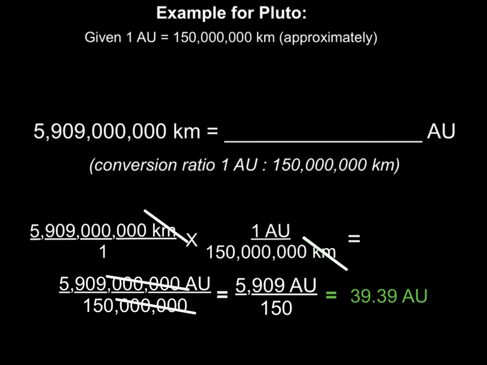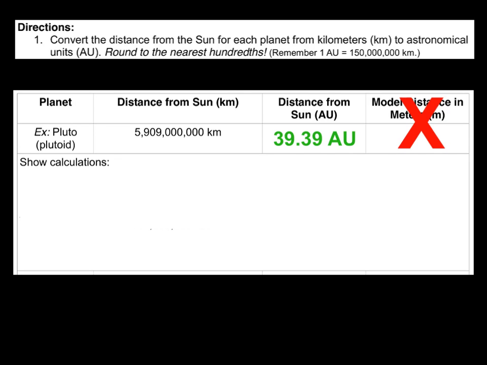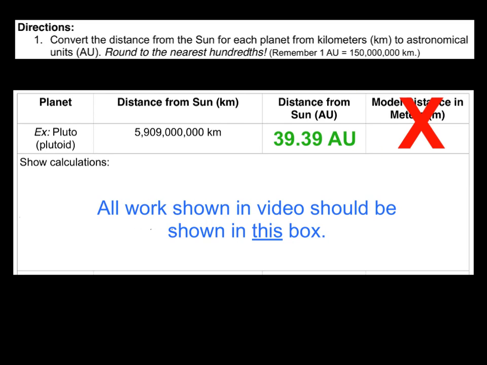So now that I've divided, my final answer, rounded to the hundredths place, is 39 and 39 hundredths astronomical units. Now be sure to write 39 and 39 hundredths up above where we originally wrote what 5,909,000,000 kilometers is equal to in astronomical units. Then in the box on your worksheet, right above where you showed all your work, you're going to write the distance from the sun in astronomical units again. Make sure all your work that was shown in this video is shown in this box.